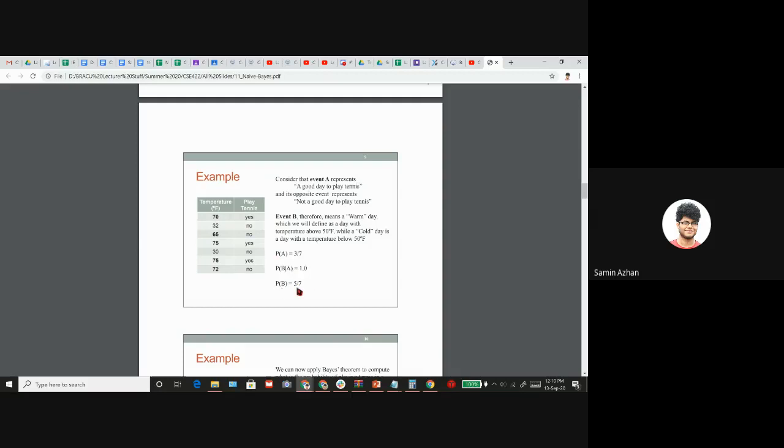And the probability of B: we take all the values and count how many are there where temperature is equal to warm. 1, 2, 3, 4, 5. So it's 5 divided by 7.